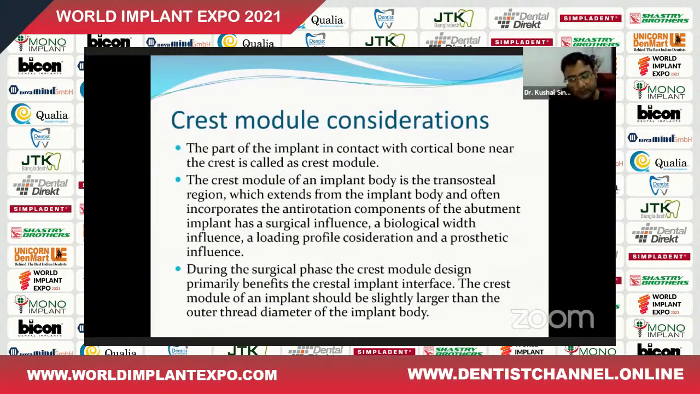Okay, next. Now the crest module consideration. The part of the implant in contact with cortical bone near the crest is called the crest module. The crest module of an implant body is a transosteal region which extends from the implant body and often incorporates the anti-rotation components of the abutment. The implant has a surgical influence, a biological width influence, a loading profile consideration, and a prosthetic influence. During the surgical phase, the crest module design primarily benefits the crestal implant interface. The crest module of an implant should be slightly larger than the outer thread diameter of an implant body.